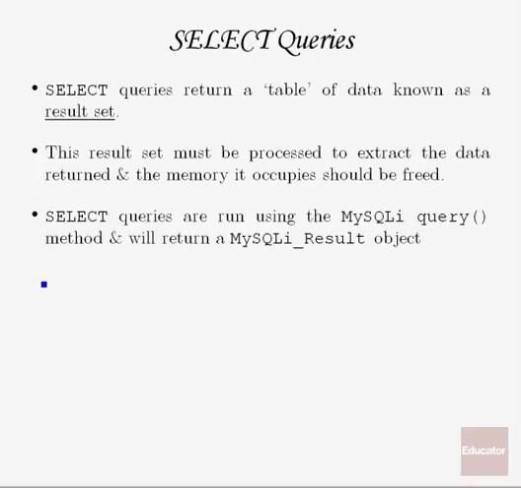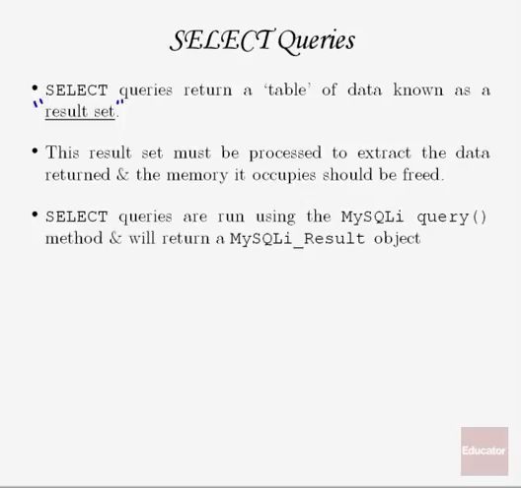So basically, select queries return a table of data, and the data that it returns is known as a result set. And you'll hear me use that term. I've actually probably used it before. When you run a select query, it returns a table of data that contains rows. It's called a result set.